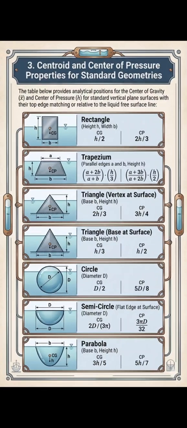Centroidal and center of pressure properties for standard geometries. The table below provides analytical positions for the center of gravity, x bar, and center of pressure, h, for standard vertical plane surfaces with the top edge matching the liquid free surface line. Rectangle case: height h, width b, center of gravity h by 2 and center of pressure 2h by 3. Trapezium case: parallel edges a and b, height h.